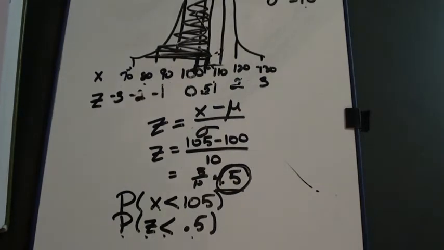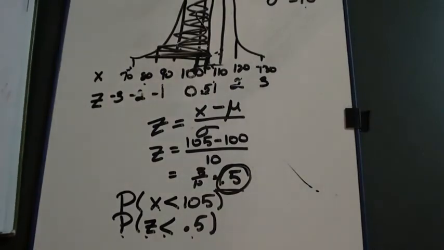Then you'll go to the front of your book, and there's a table at the very front, 2 pages. The table to the right is for positive numbers. The table to the left is for negative numbers. So this is a positive 0.5. So I'm just going to kind of try to show you here. Here is how you read the table.